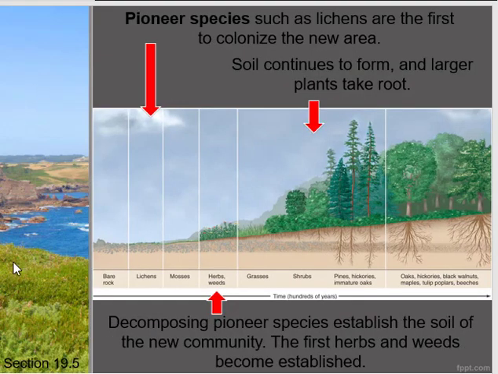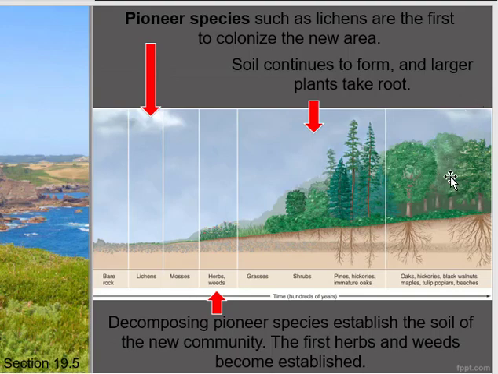Pioneer species would be the mosses, the lichens, the little herbs. Soil starts getting reformed because of decomposing pioneer species. These herbs and weeds break things down and help increase the amount of soil. As soil continues to form and get deeper, you'll see a succession of a more mature community.